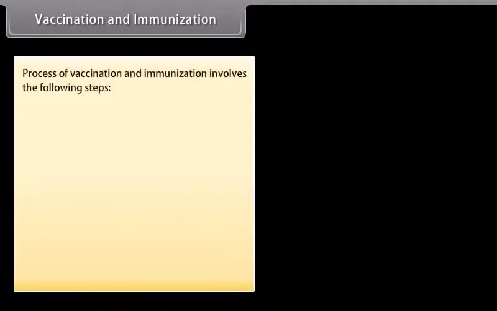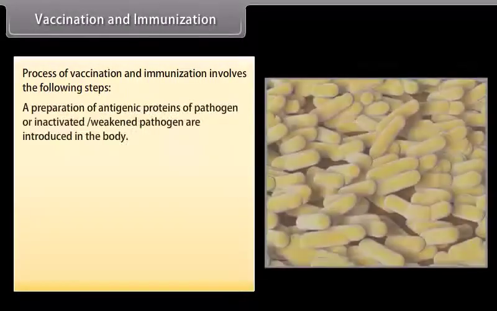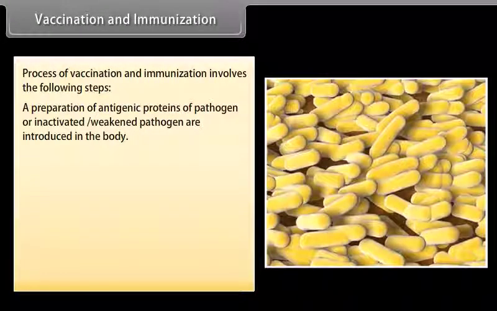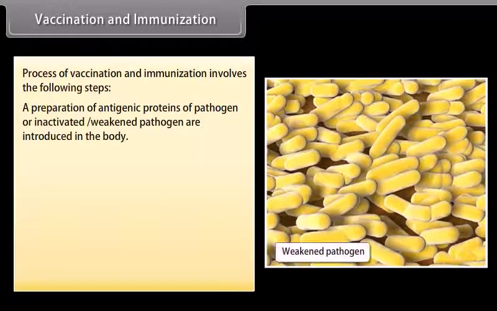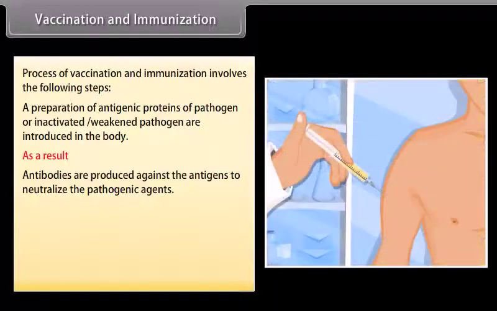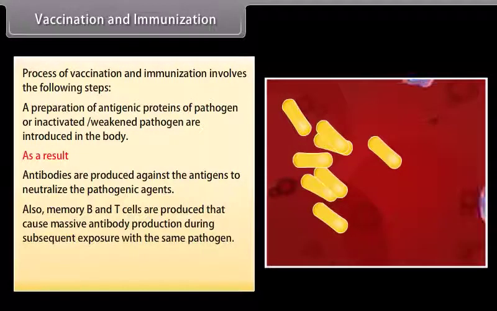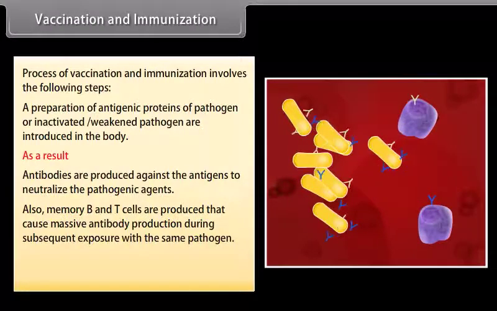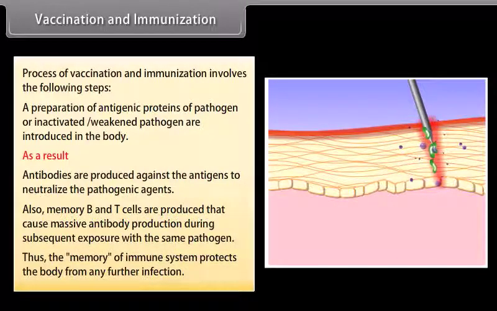The process of vaccination and immunization involves the following steps. A preparation of antigenic proteins of pathogen or inactivated weakened pathogen are introduced in the body. As a result, antibodies are produced against the antigens to neutralize the pathogenic agents. Also, memory B and T cells are produced that cause massive antibody production during subsequent exposure with the same pathogen. Thus, the memory of the immune system protects the body from any further infection.